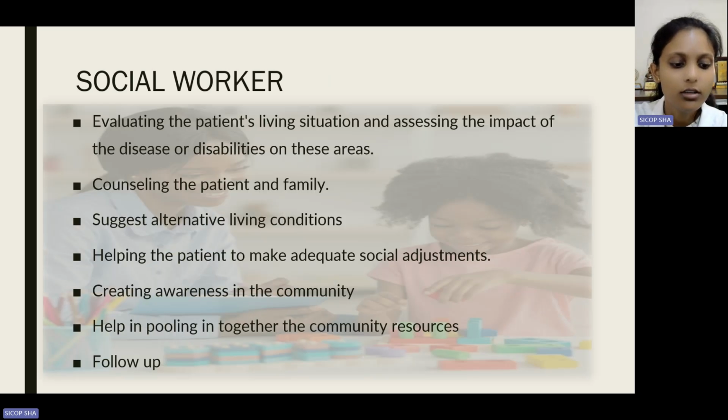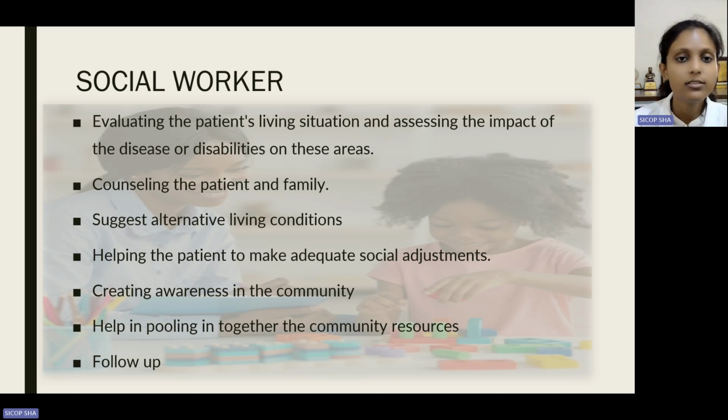Next is the social worker. The social worker does the evaluation of the patient's living status and assesses the impact of the disease or disability on the area. Whether there is any worsening condition appearing in that area due to his disability or disease is checked and evaluated by the social worker. Next is counseling of the patient as well as the family, which is done by the social worker. They suggest any alternate living condition.